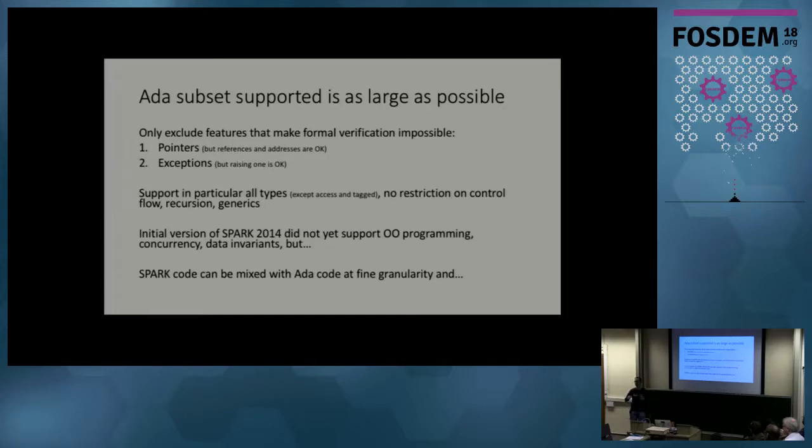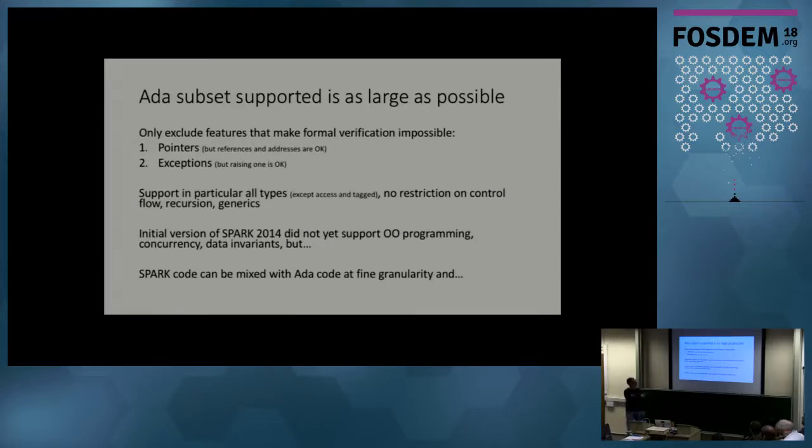We say all these constraints are going to be in your coding standard. There are other tools; we are developing some of them, but there are other tools. We're going to opt for every feature that doesn't make formal verification impossible. So we included almost everything. What we still exclude to this day are pointers and exceptions. All the rest is in.